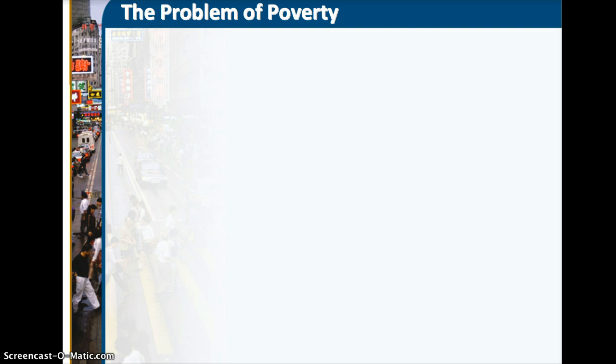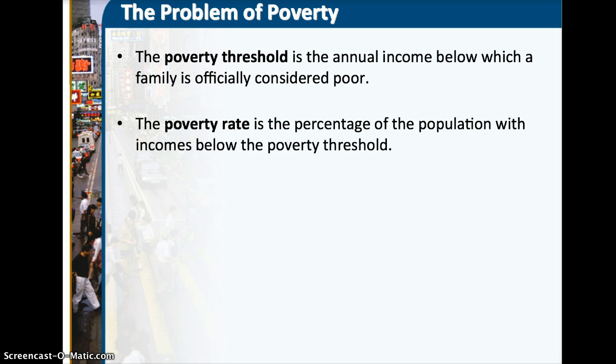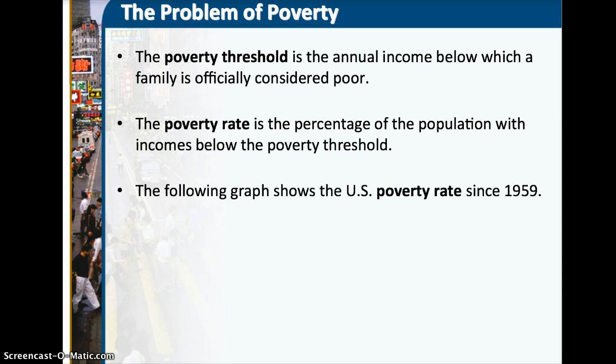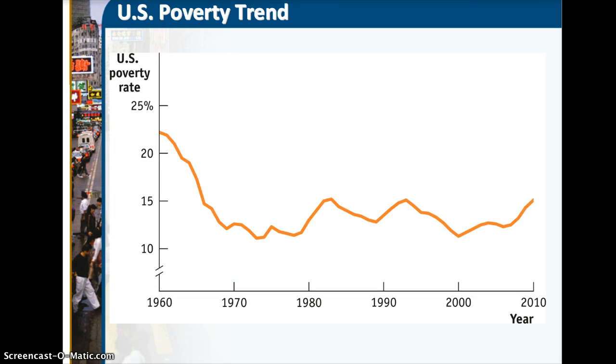The problem of poverty. The poverty threshold is the annual income below which a family is officially considered poor. The poverty rate is the percentage of the population with incomes below the poverty threshold. The following graph shows the U.S. poverty rate since 1959. The poverty rate is much lower today compared to the 1960s. However, the trend has been increasing in recent years.